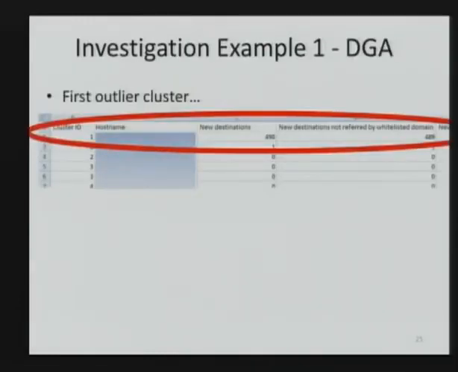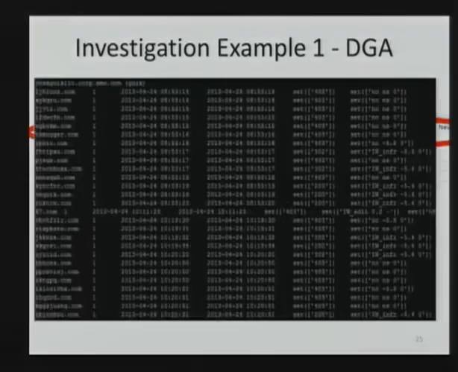So on this particular day, the first outlying cluster, which means the cluster that was most outlying, only had one host in it. And this host stood out because he contacted 490 new destinations that nobody else from the enterprise went to before. So what are these destinations?